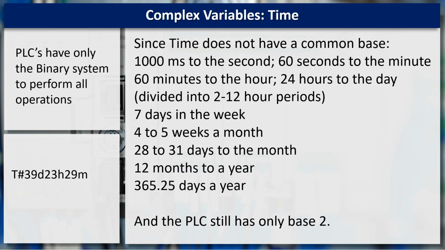The biggest problem is time does not have a common base. There's 1,000 milliseconds to the second, 60 seconds to the minute, 60 minutes to the hour, 24 hours to the day, divided into 2 12-hour periods. You have 7 days in a week. You have 4 to 5 weeks in a month. You have 28 to 31 days to the month. You have 12 months to a year, and you got 365 and a quarter days a year. Then you've got leap years, but not on the millennial year or change of the century. And still, the PLC only has base 2.